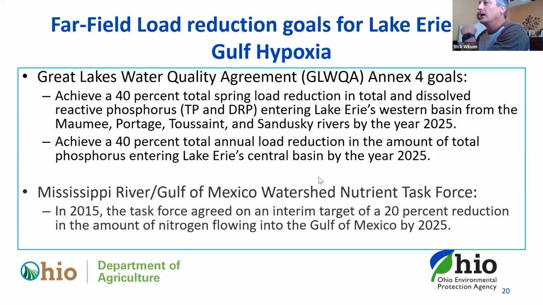Mississippi Gulf, according to the 2015 Mississippi River Gulf of Mexico Watershed Nutrient Task Force, all states committed to an interim target of a 20% reduction in the amount of nitrogen flowing into the Gulf of Mexico. So some of these new 9-element plans that we funded in Southwest Ohio or the Ohio River Basin, we're going to start off by giving them a baseline load from row crop and urban.